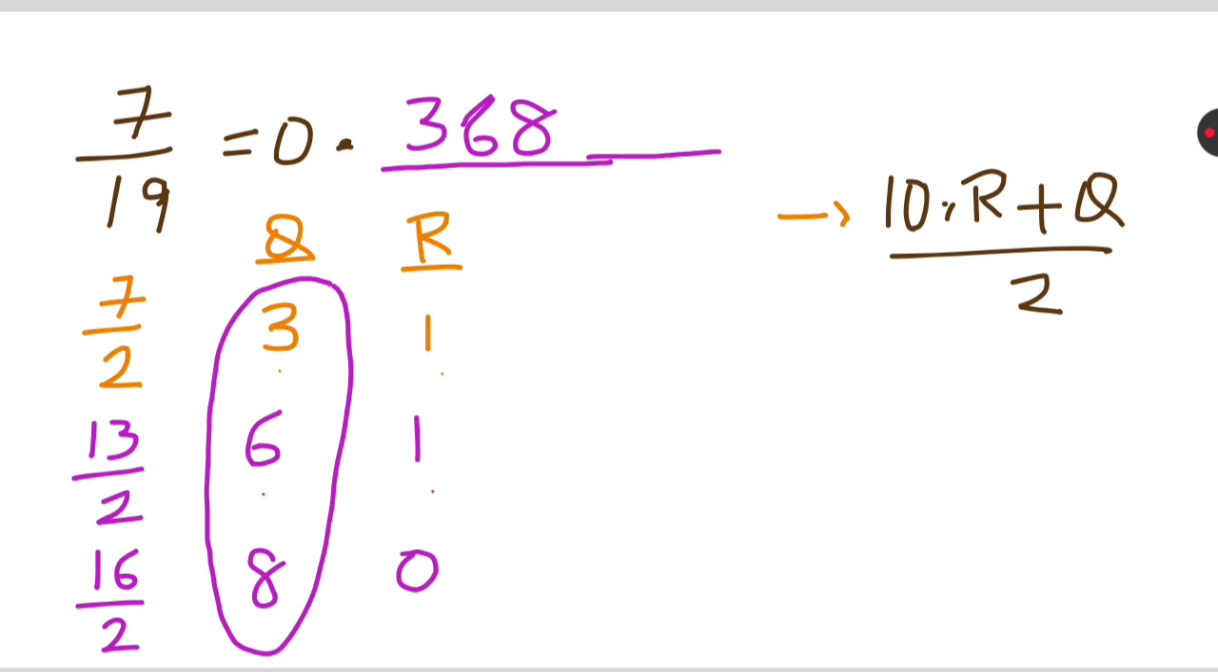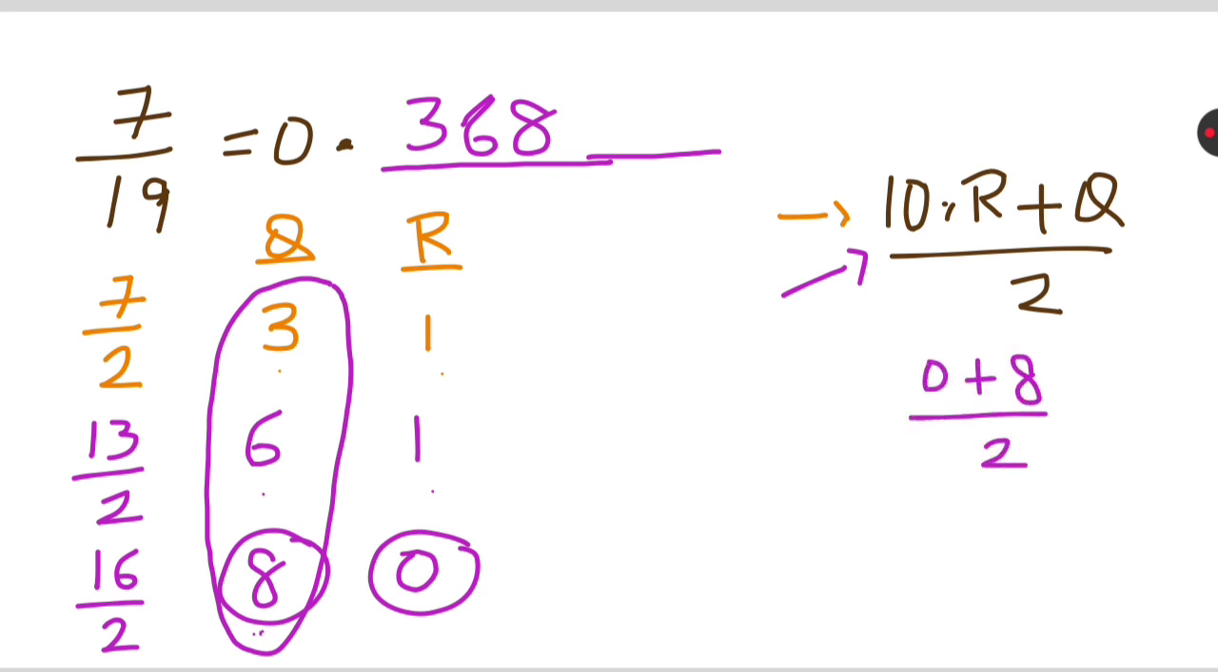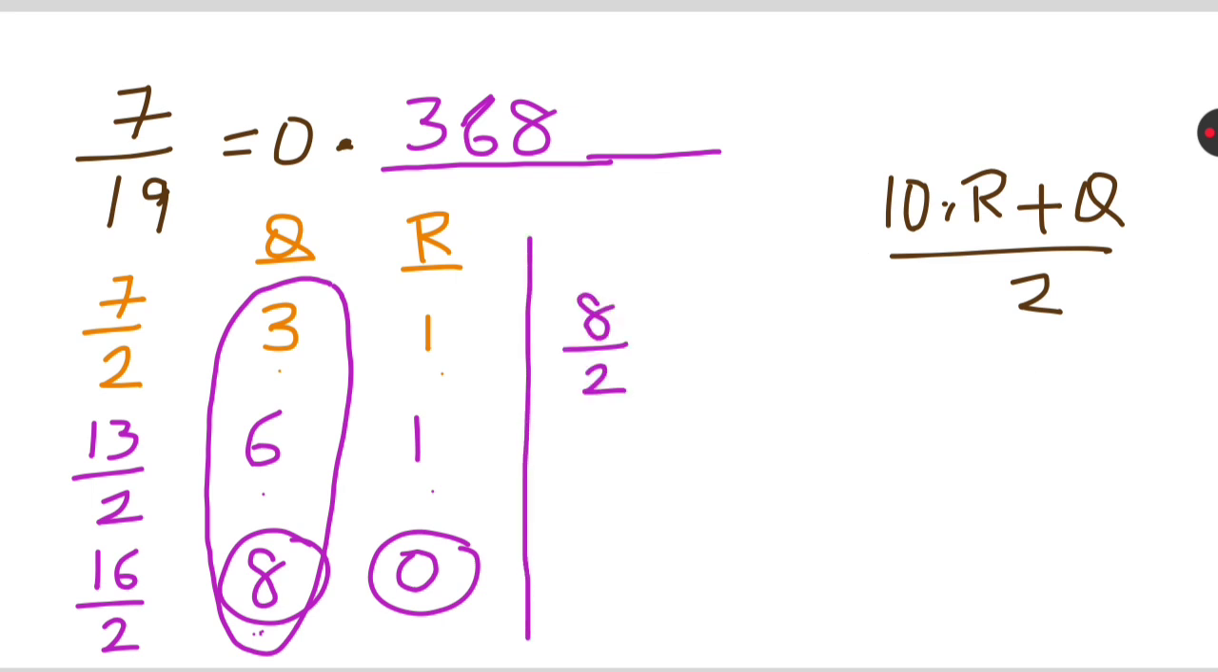So what we have here, we are getting quotient is 8 and the remainder is 0. Substitute this in this formula. Then 10 times the remainder is 0, which gives only 0 plus the quotient is 8 and do over 2. So now you have to take 8 over 2. So when you do 8 over 2, the quotient is 4, the remainder is 0. So now this 4 and 0 you substitute in this formula. So 10 times the remainder is 0, which gives only 0 plus the quotient is 4 over 2. So now you have to take 4 over 2 here.